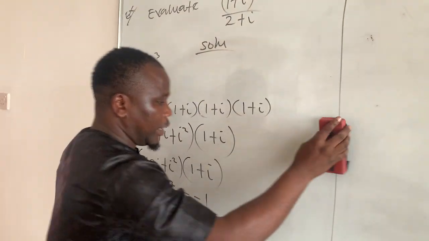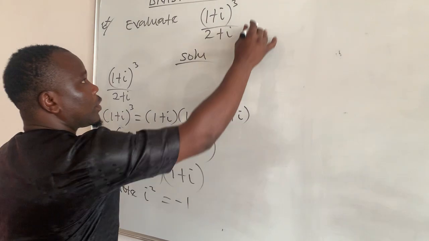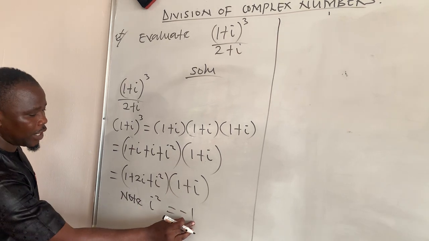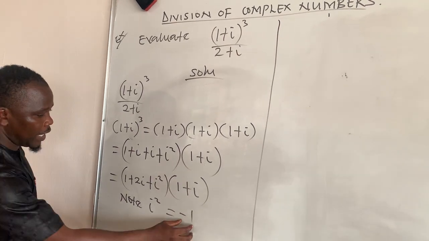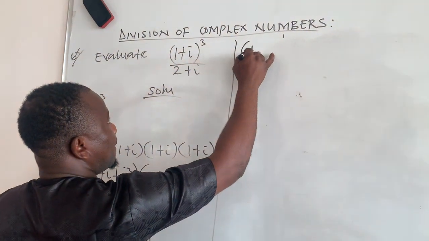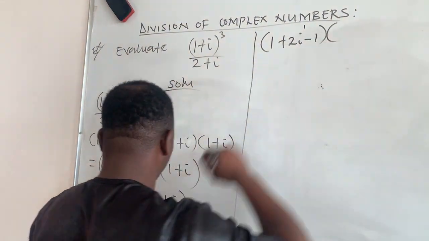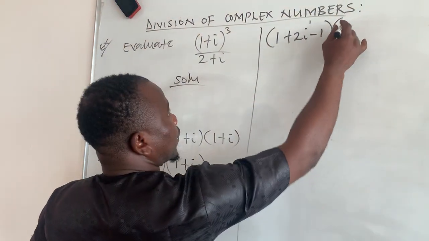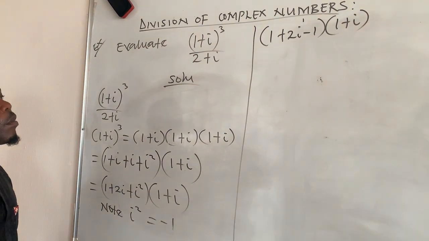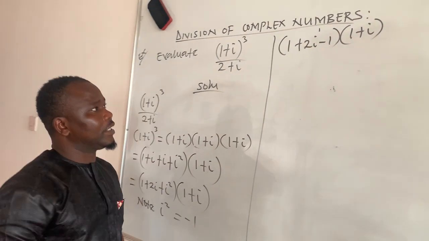Are you following? This is the same thing as minus 1. It implies that anywhere you see i squared, you are going to substitute in minus 1. So this will give us 1 + 2i - 1 instead of i squared. Do you agree with me? Then close the bracket, open bracket, 1 + i.